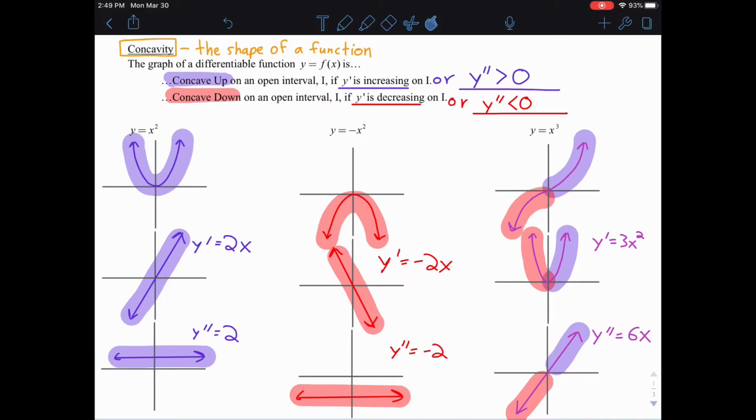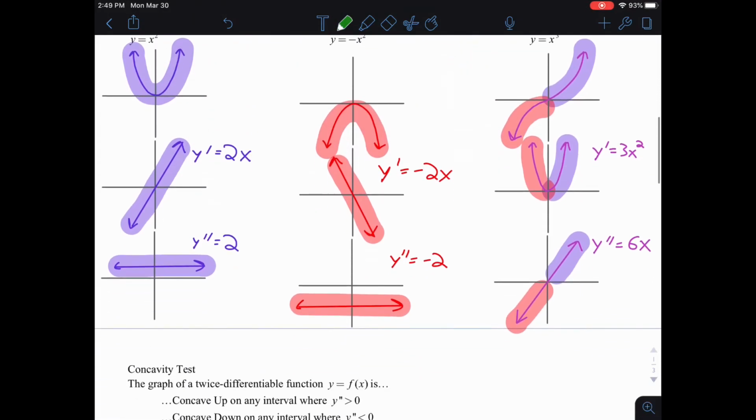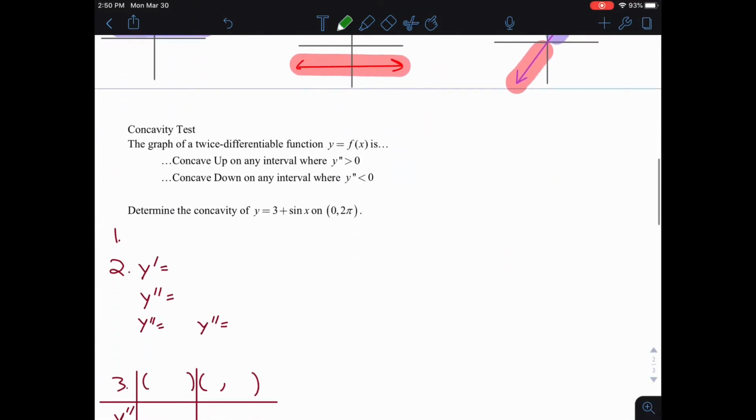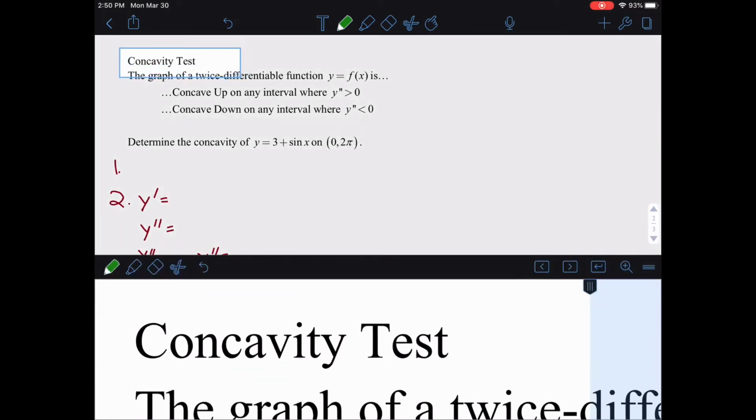Okay, so there's the intro to concavity. What we're going to be looking at a lot are functions that we typically don't really want to graph. How can we determine the concavity of a function without having to graph it? That's going to be our focus. So let's take a look at the next example here, and we can talk about the concavity test.